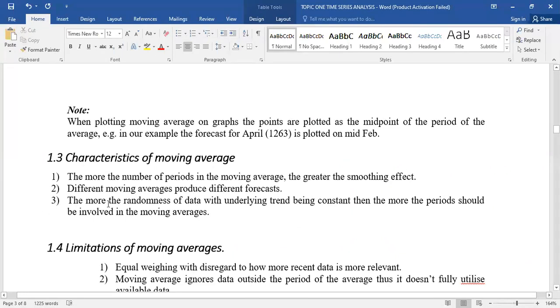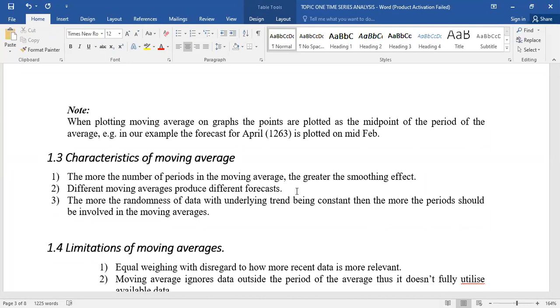And the second characteristic is that different moving averages produce different forecasts. You don't expect to do a smoothing for 1 month or for 5 months and still get the same figures. And lastly, the more the randomness of data with the underlying trend being constant, the more periods should be involved in the moving averages. That's the characteristic of moving average.